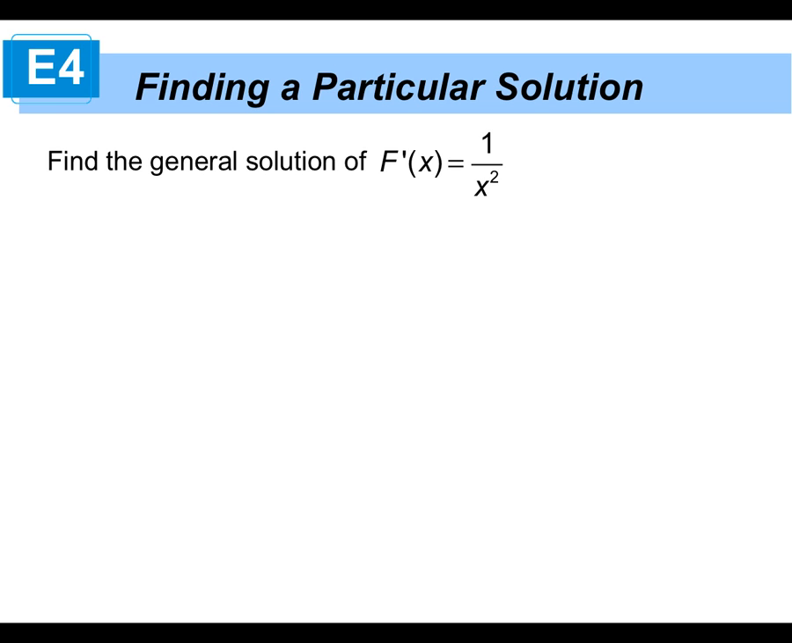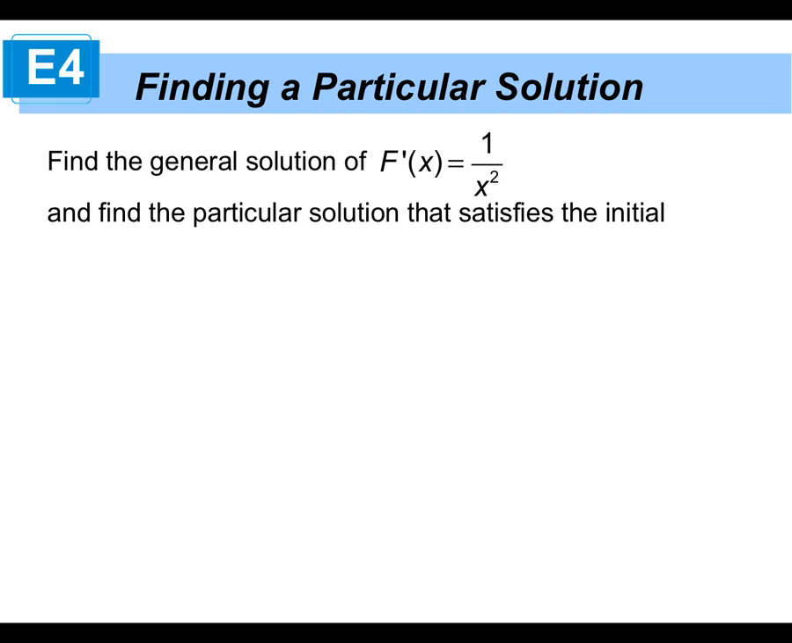Back to the question, if I take the antiderivative of capital F prime of x, what do I end up with? Which one? Capital F or little f? Big F of x, good. Okay, so this problem is, we want to find the general solution, but then we want to use some initial conditions, and the initial condition is that capital F of 1 equals 0.